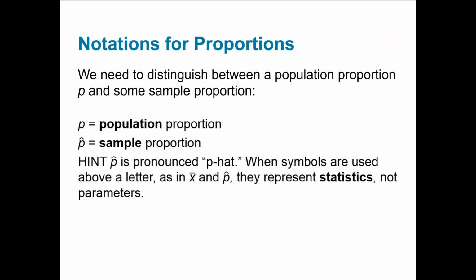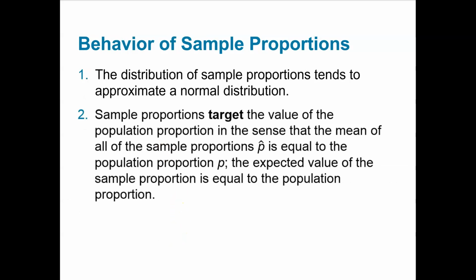So the notation for proportions is here. The population proportion is P, and then P hat is our sample proportion. And again, the distribution tends to be normal, bell-shaped, and target the value of the population proportion in the sense that we already talked about. The mean of all those sample proportions is equal to the population proportion. So again, if we take infinitely many samples of the same size, all of those samples will become normally distributed and get the same value. The average of those, the mean of those, will target the actual parameter in the first place.